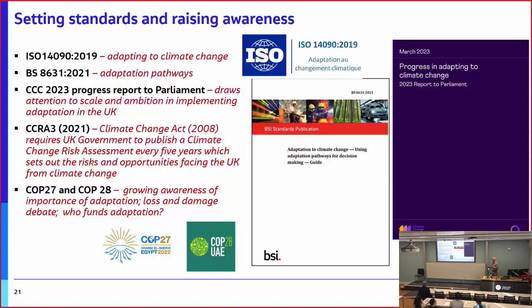The last one was 2021. University of Exeter played a very significant role in drafting that document and continues to do so in the next incarnation, which will be the Climate Change Risk Assessment 4, which I think is due out in 2 years' time or something. And then, of course, internationally, as you know, COP27 and COP28 have indicated a growing awareness of the importance of adaptation, and issues like loss and damage, and who funds both the loss and damage side of things and the adaptation side of things.